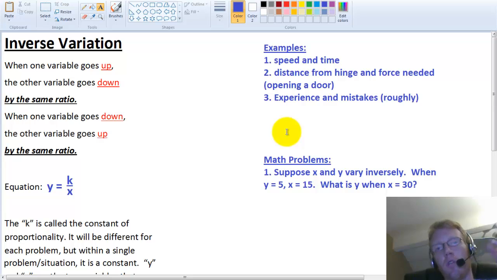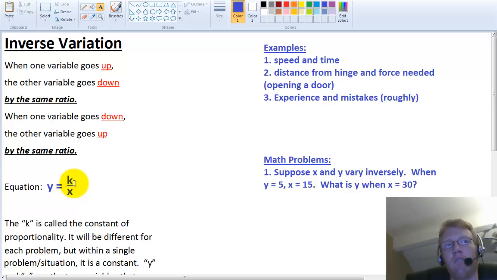That was where things were, quote, direct, which means when one went up, the other went up, or if one went down, the other went down. And here it's inverse, which kind of means opposite. So with inverse variation, when one variable goes up, the other variable is going to go down, but it's again by the same ratio. So for example, if one variable gets multiplied by 3, the other one will get divided by 3 or multiplied by 1/3, because that's the same thing.